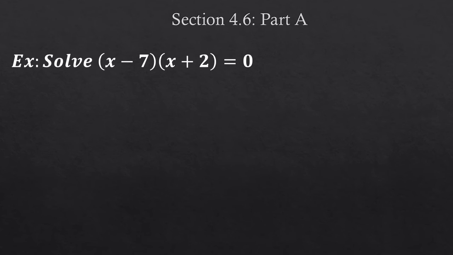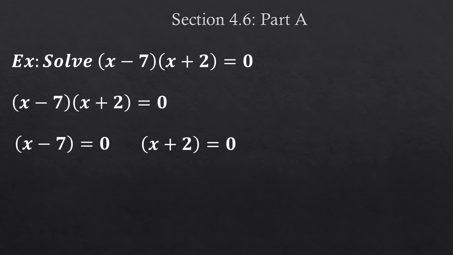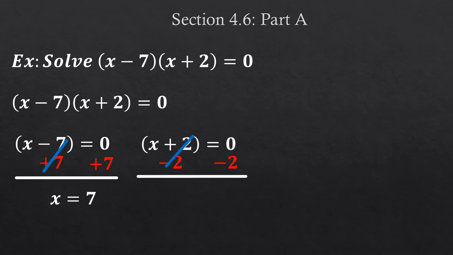Here you have two binomial factors, which means this problem was already factored for you. So all you need to do here is set them individually equal to 0 and solve for the variable. On the first factor, you're going to add 7 to both sides. x equals 7. And on the last factor, you're going to subtract 2 on both sides. x equals negative 2.